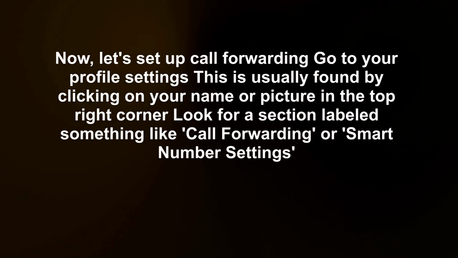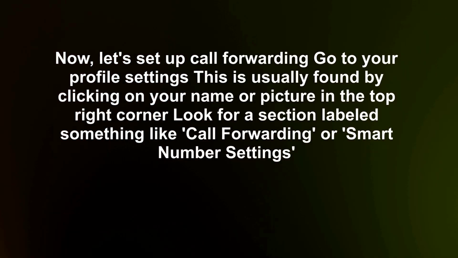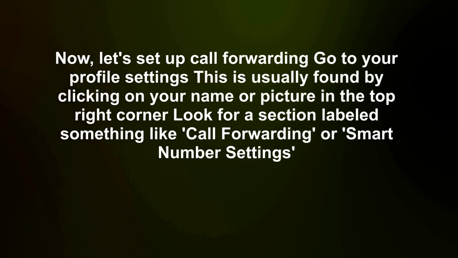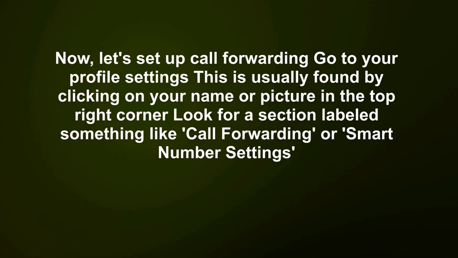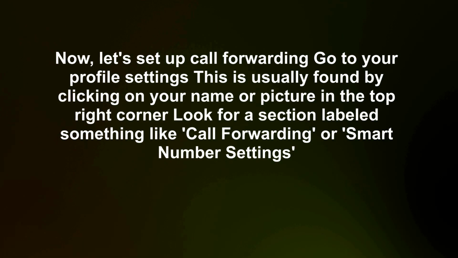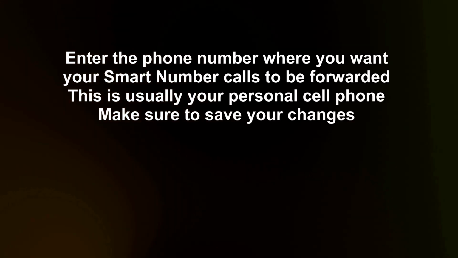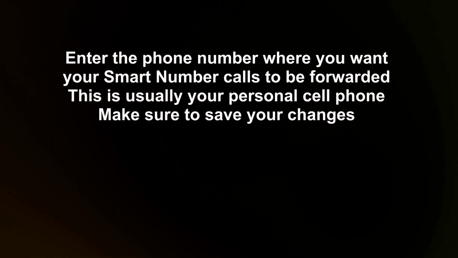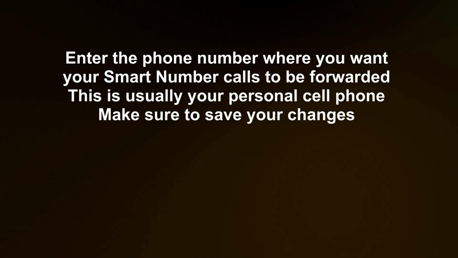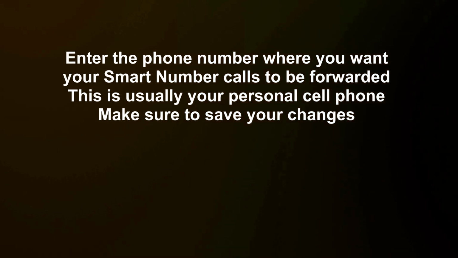Now, let's set up call forwarding. Go to your profile settings. This is usually found by clicking on your name or picture in the top right corner. Look for a section labeled something like Call Forwarding or Smart Number Settings. Enter the phone number where you want your smart number calls to be forwarded. This is usually your personal cell phone. Make sure to save your changes.